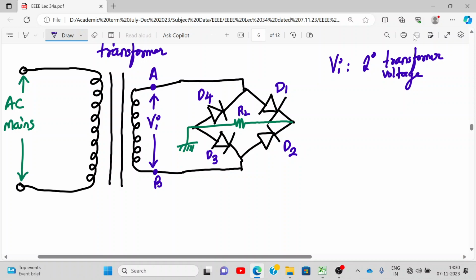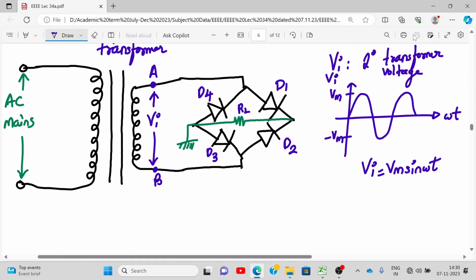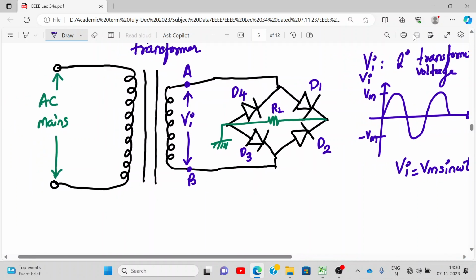So this is my input. If I want to draw the input over here, VI, this is how it will look. So this is my VI. Here is my Vm and minus Vm. Mathematically, how will you write VI? Vm sine omega t. It has a magnitude of Vm and an angular frequency of omega. Understood?